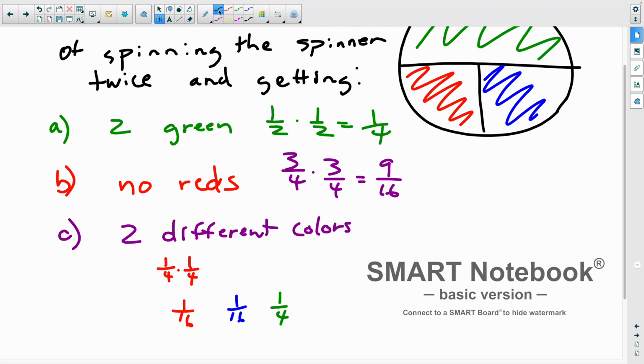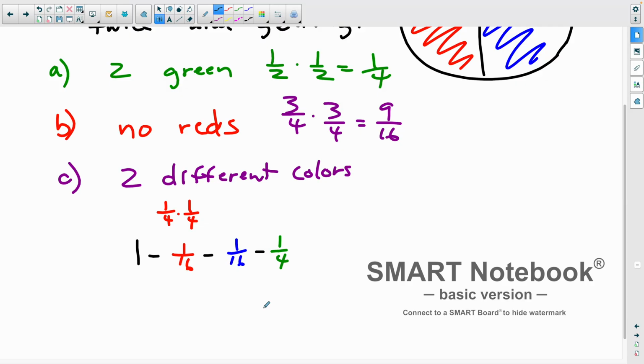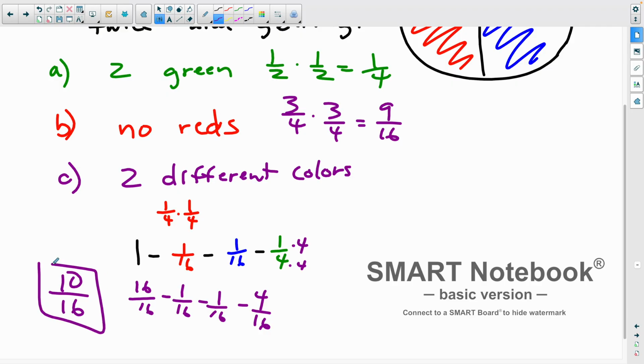So, or 4/16, yeah. So we would take one whole, which is everything, and we would take off the 3 types that we don't want. We don't want those 3. Okay? How would you write the 1? 16 over 16, and 1 over 16, and 1 over 16, and somebody may have mentioned a while ago that we would change this to 4 over 16. So 16 minus 1 minus 1 minus 4 would be 10/16. You could reduce it if you like.